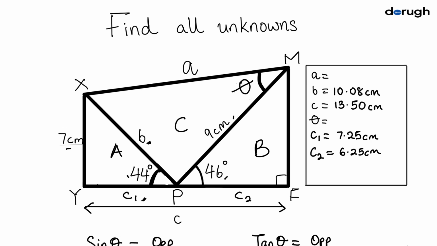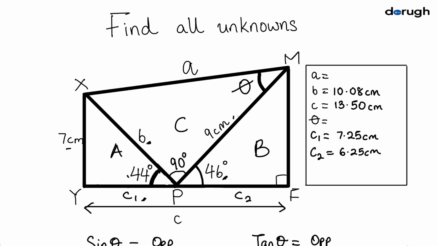First of all, there's something we need to notice. It's the fact that 44 degrees, 46 degrees, plus whatever this is, gives us 180 degrees. Remember that the sum of angles in a straight line is 180 degrees. If we do the math, we'll realize that this leaves us with 90 degrees. That tells us that triangle C is also a right angle triangle. In that case, we can easily find our A and theta.